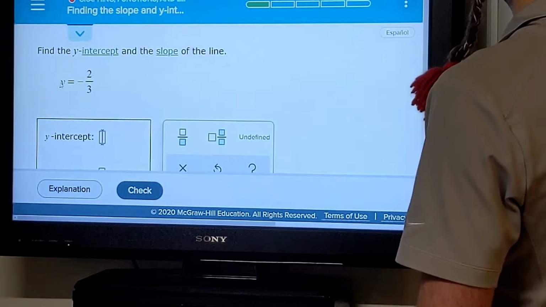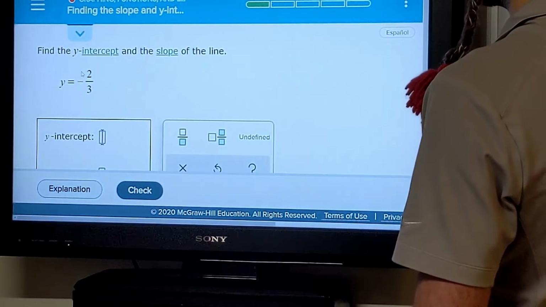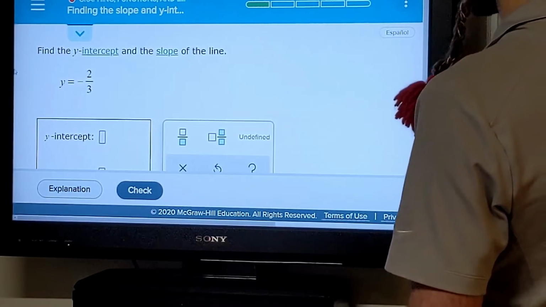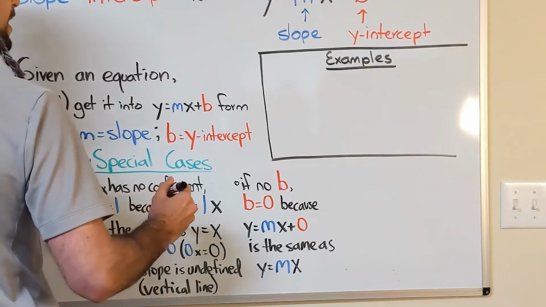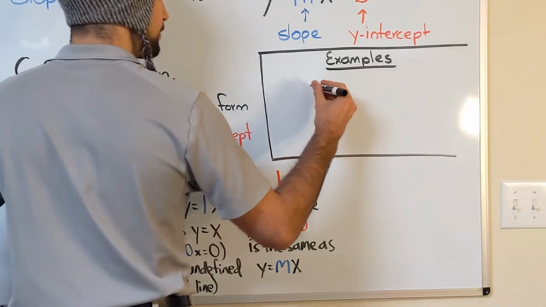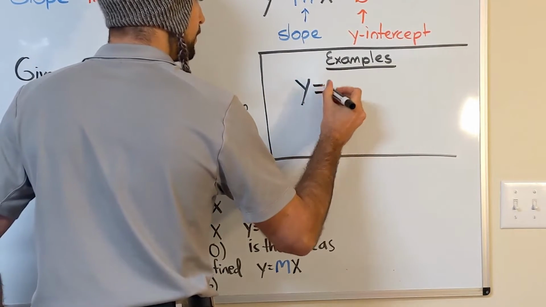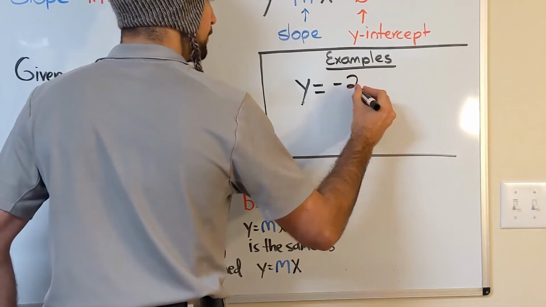Now here they've given us a very different problem because we don't see any x here whatsoever. So again, let's go back over to the board to work on this. Now here we were just given y equals negative 2/3.